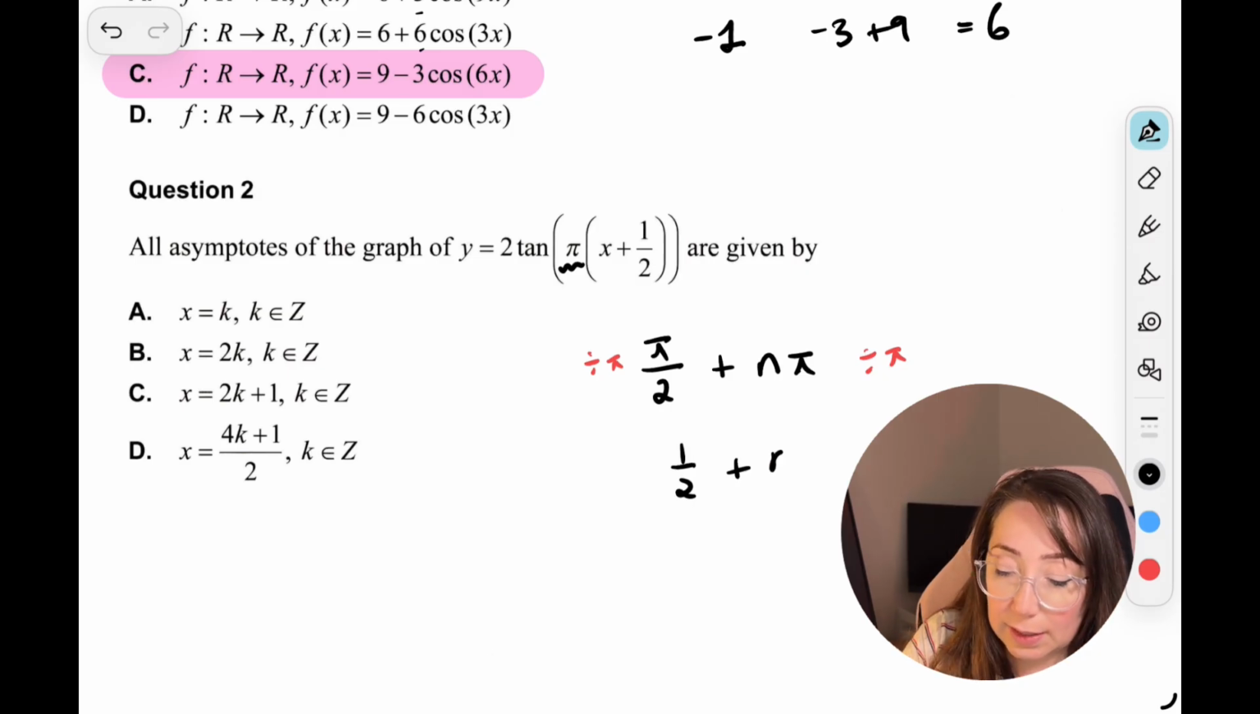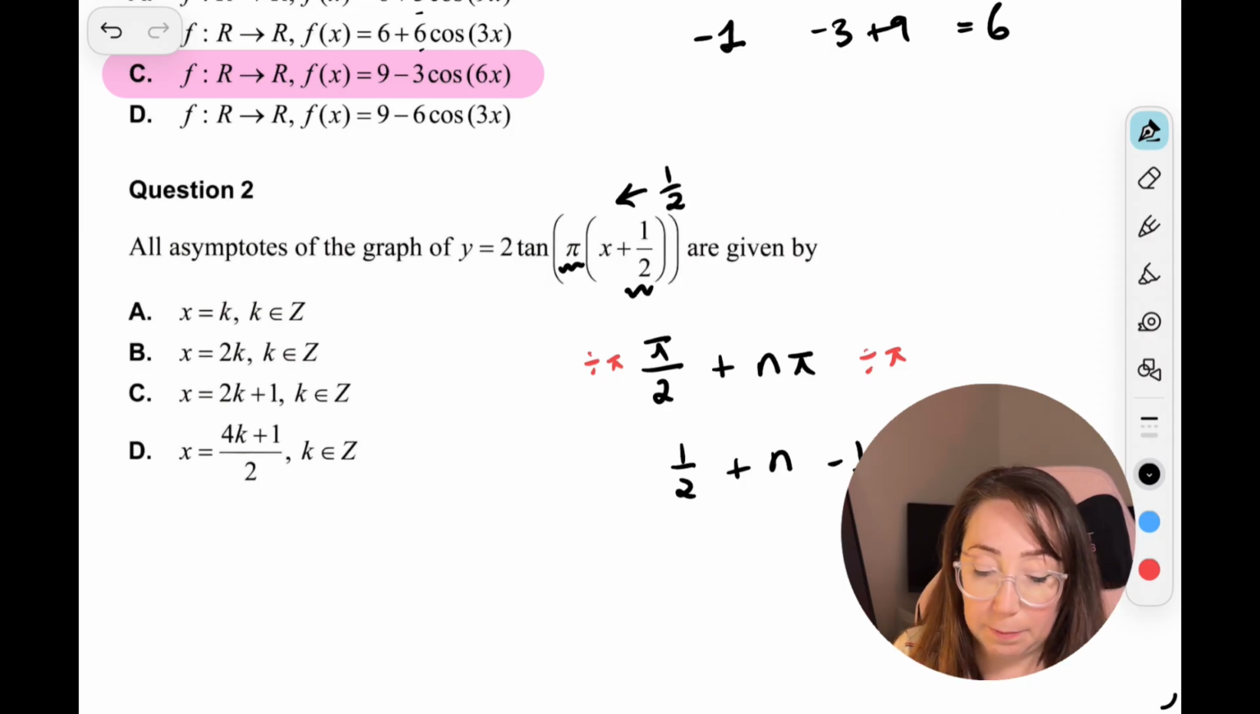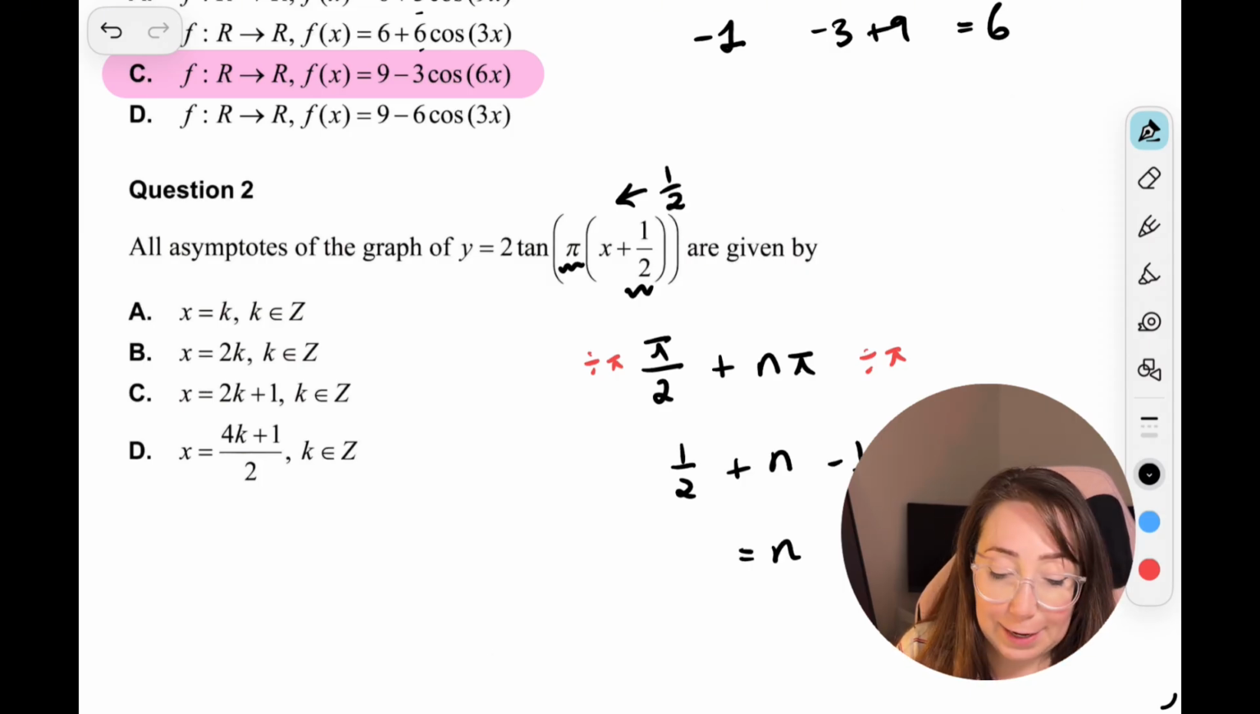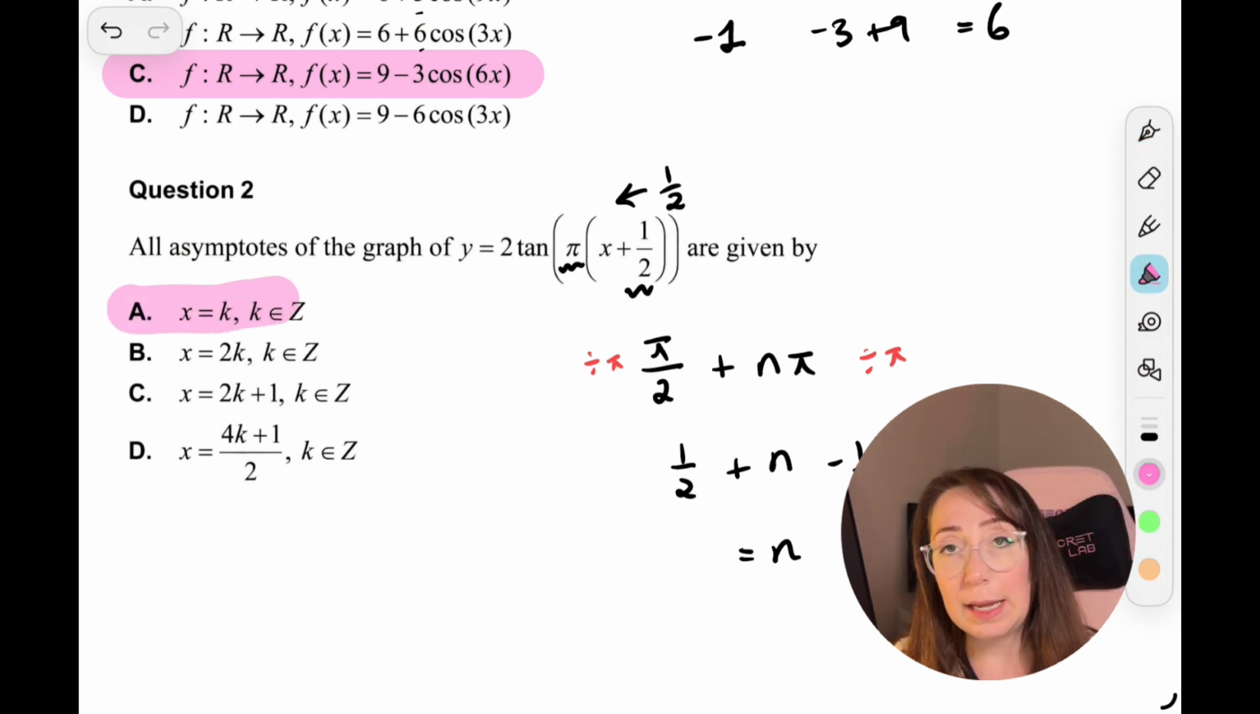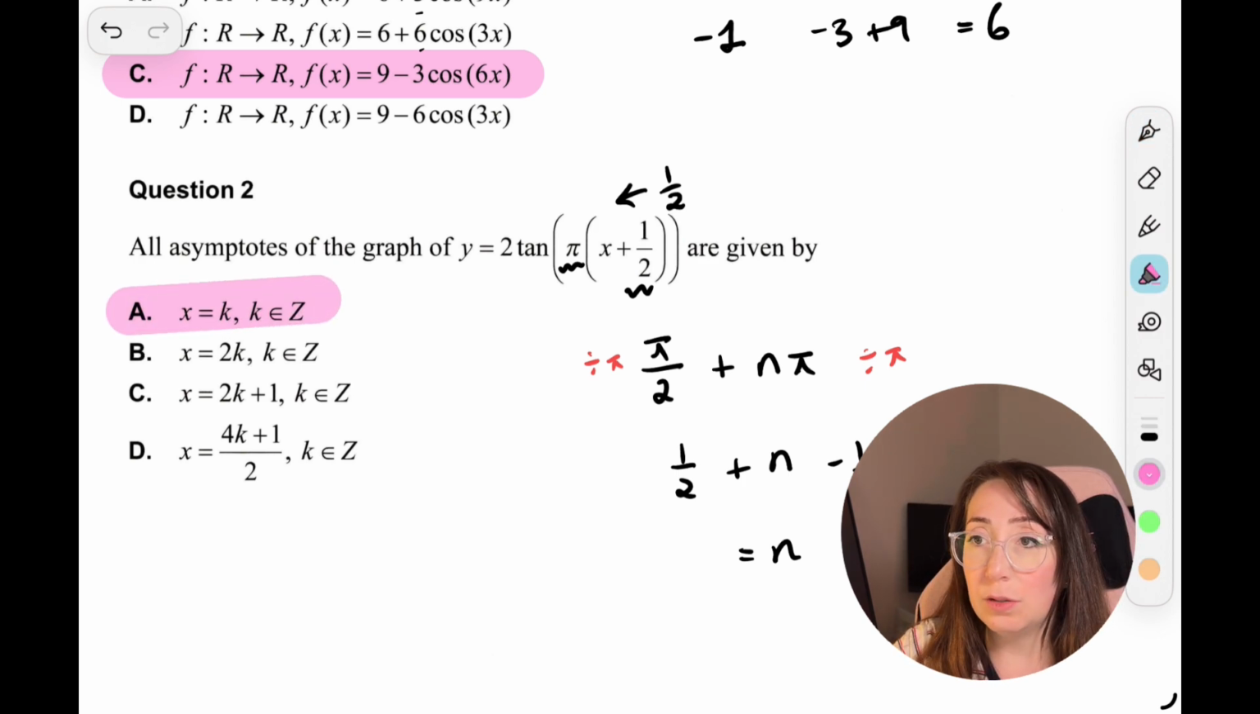And then we can see that this means that we've moved the whole graph left by a half. So we'll subtract a half and that will equal n. They've used k, I've used n, same thing, but the idea is that the asymptotes will be at x equals n, x equals k. So I got A for that one.